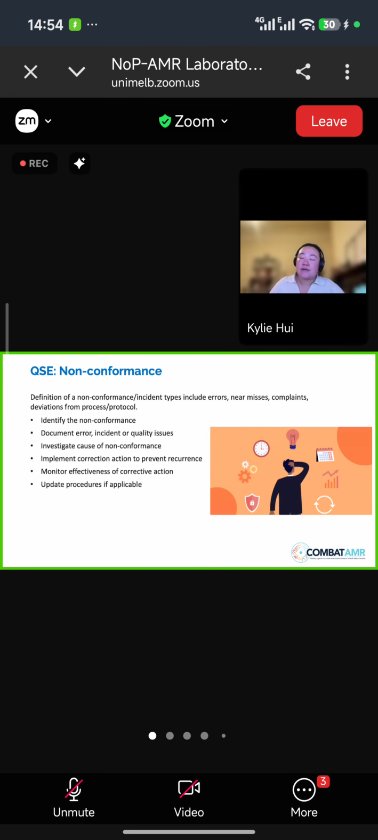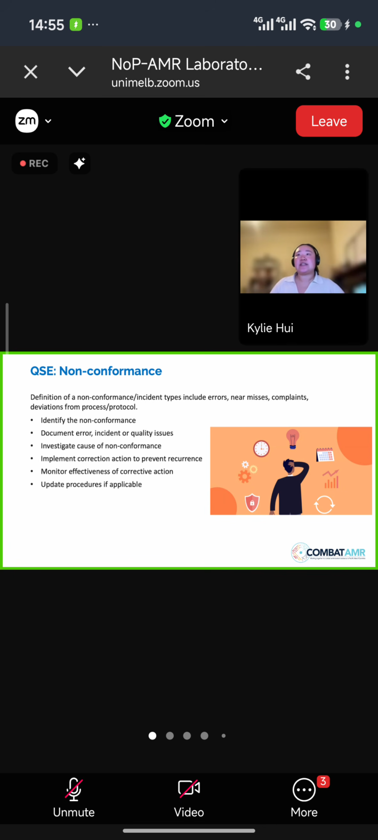Non-conformance is a very large portion, and it's very important because oftentimes it's overlooked. So the definition of a non-conformance or incident types include areas, some near misses. So near misses would mean things that are not quite incorrect, but they were almost there. Any complaints that come from clients, so other clinicians or other stakeholders, and deviations from your process and protocols.